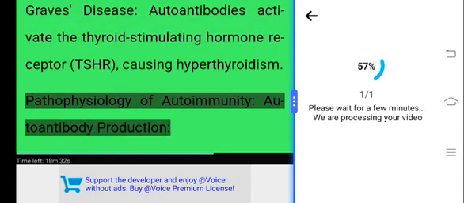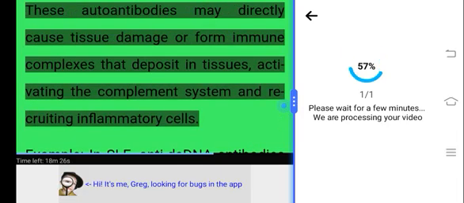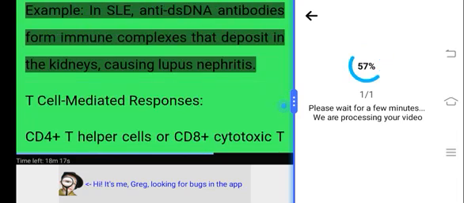Pathophysiology of autoimmunity. Autoantibody production. In autoimmune diseases, the immune system produces autoantibodies that recognize and bind to self-antigens. These autoantibodies may directly cause tissue damage or form immune complexes that deposit in tissues, activating the complement system and recruiting inflammatory cells. Example: in SLE, anti-dsDNA antibodies form immune complexes that deposit in the kidneys, causing lupus nephritis.